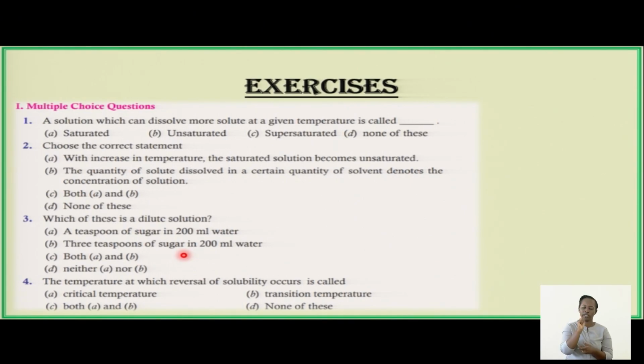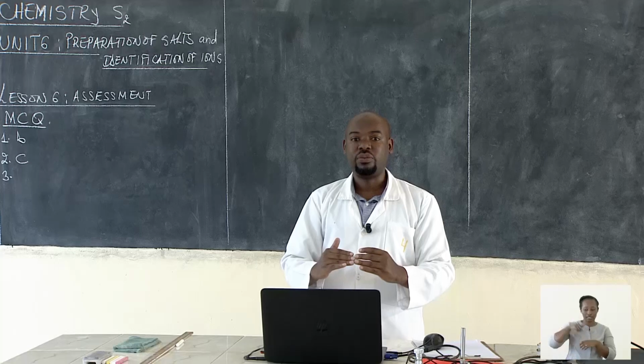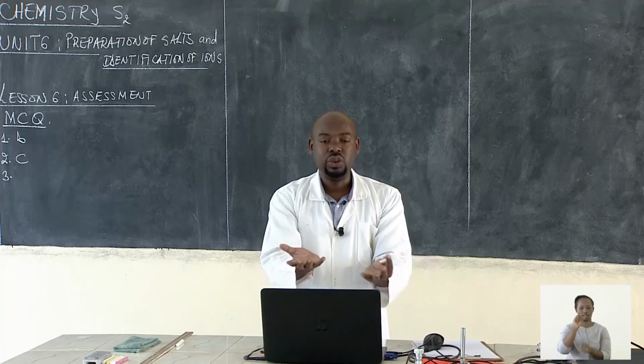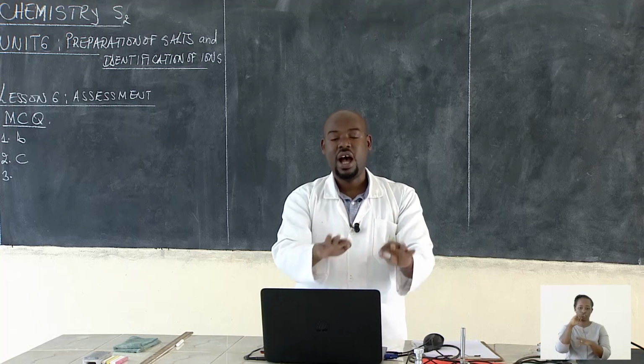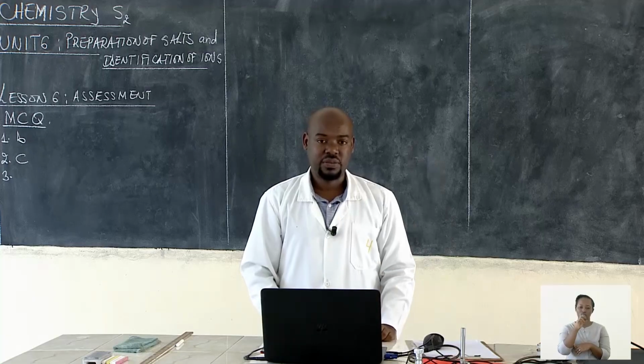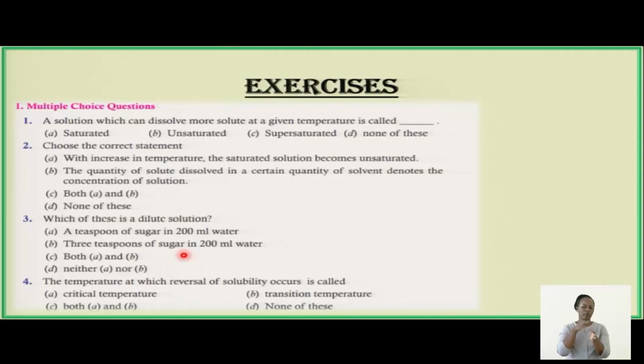When we compare the concentrations of two solutions, a solution which is dilute will be the one which has a lower concentration, which has less solute. So when a solution has less solute than the other, we say that it is dilute. We explained this in the previous lessons. So a dilute solution here is the one which contains less sugar. And which one is that?